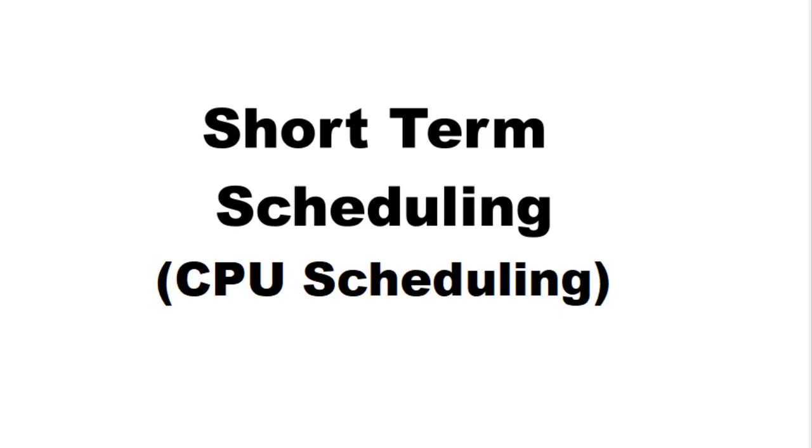So in continuation with the short-term scheduling algorithm, that is the CPU scheduling, we have already done two algorithms. The first one was FCFS, the second one was SJF, that was non-preemptive. Today we'll be doing the SJF, that is shortest job first, preemptive one. So let us first see the animation and then we'll solve one problem.